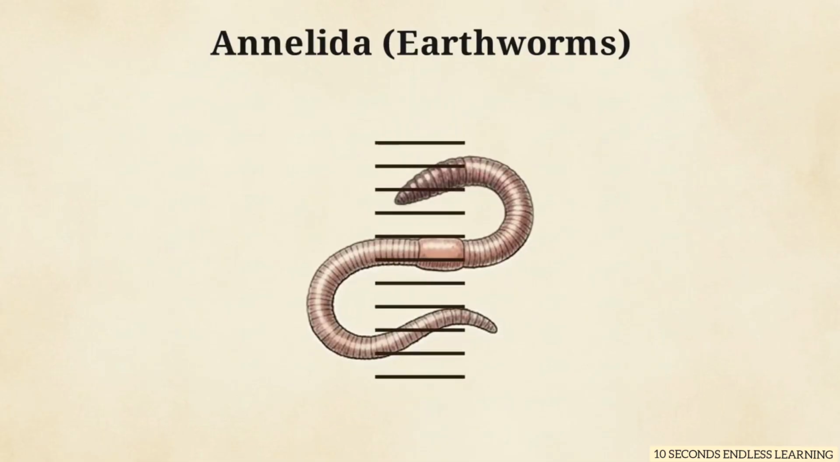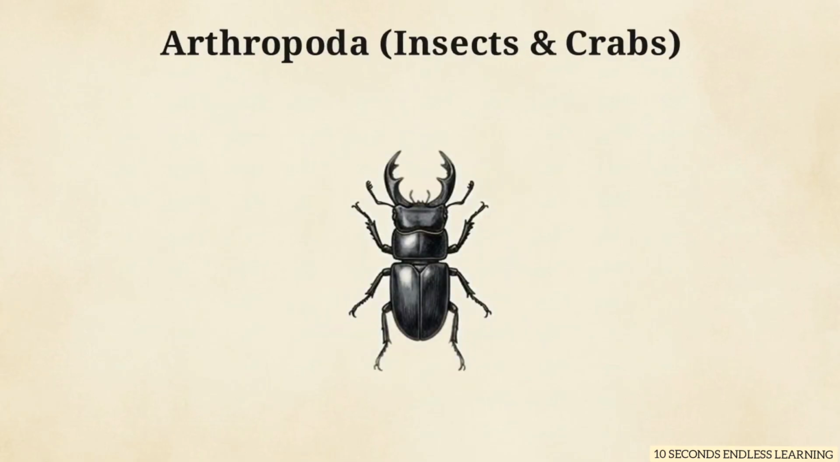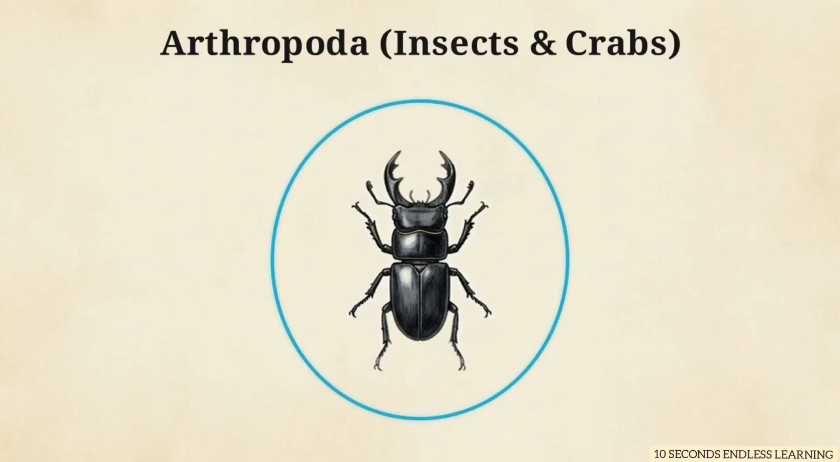Annelida, like earthworms, introduce segmented bodies and true internal cavities for better movement. Pause and ponder this for a moment. Why does the hard exoskeleton of the next group, Arthropoda, which includes insects and crabs, provide a massive survival advantage over those soft-bodied worms? It provides rigid protection and prevents water loss, allowing them to conquer dry environments.